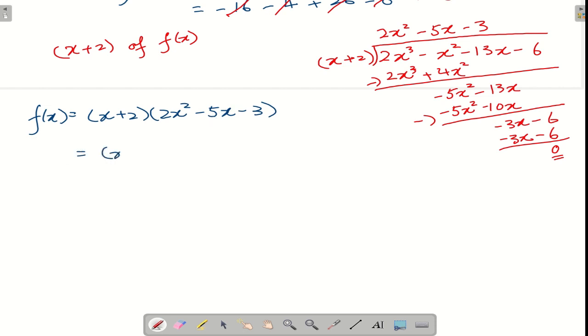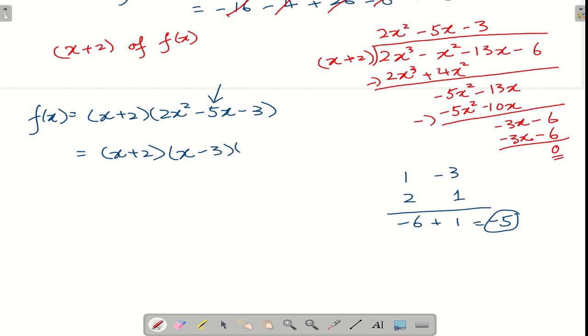We got x plus 2. And how do we factorize this? We got minus 3 multiplied by 1, and this factor is 2 multiplied by 1. So we have minus 6 plus 1 is equal to minus 5, and minus 5 is equal to this coefficient. So we have the factors x minus 3 times 2x plus 1. So this is the solution of the factorization.